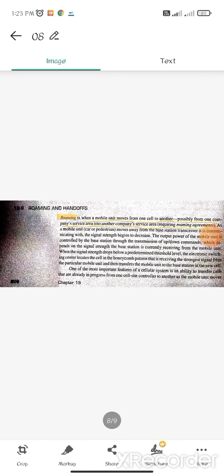Roaming and handoffs. Roaming is a process when a mobile unit moves from one cell to another, possibly from one company service area into another company service area. Handoff is the transfer of one mobile unit from one base station control to another.